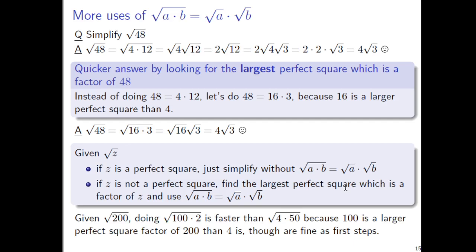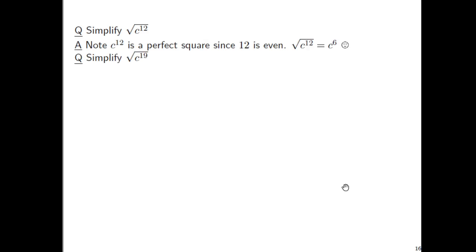So for instance, given root 200, turning that into root 100 times 2 is faster than turning it into root 4 times 50. Both work, but this is faster because 100 is a larger perfect square factor of 200 than 4 is. So both will work as a first step. Okay, so let's apply this principle. Let's simplify root c to the 12th. Now, c to the 12th is a perfect square because 12 is even, right? So root c to the 12th equals c to the 6th, and we're done.